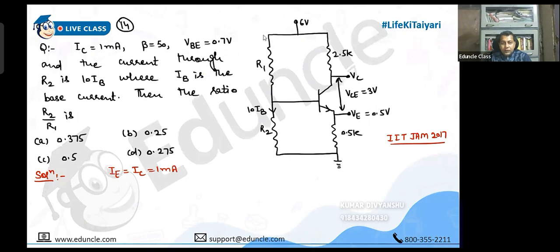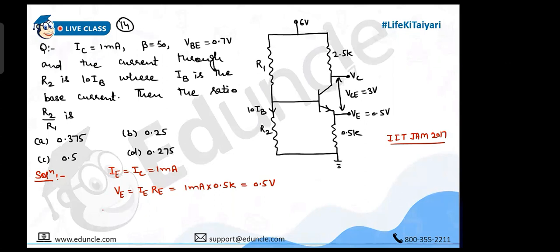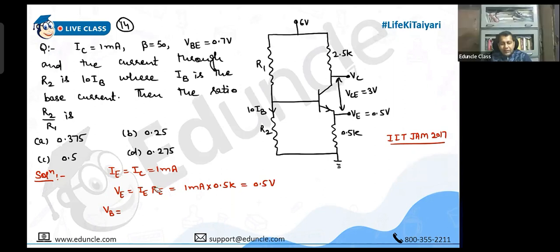Very good, Gomti. So IE is equal to IC equal to 1 milliampere. So VE will be IE RE, na? Oh, there is no need to solve this, because VE is already given. Otherwise also we are getting it to be same. No problem at all. I didn't notice actually. So VB is VBE plus VE, 0.7 plus 0.5, it is 1.2.